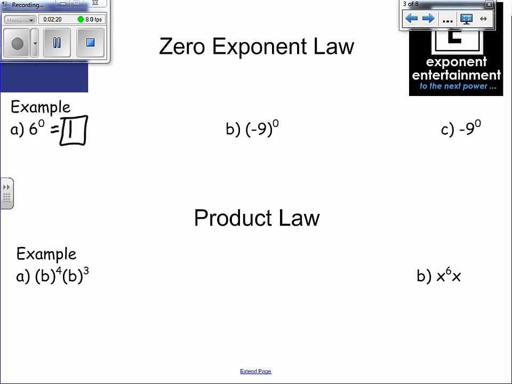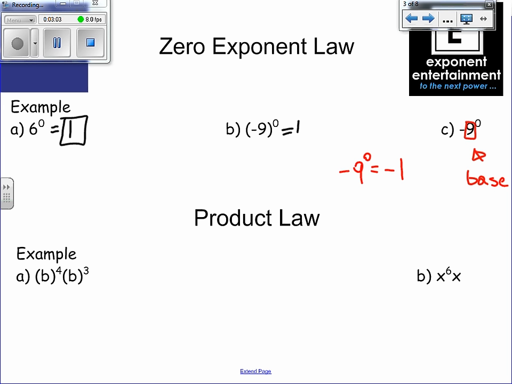We look at part B. Our base is -9 because the -9 is inside the brackets. -9 to the power of 0, using our zero exponent law, is 1. If we look at question C, we notice that the base is actually only the 9. So just this portion is the base. The negative symbol is actually a coefficient. So -9 to the power of 0 is equal to -1, because that coefficient is not affected by the exponent 0.